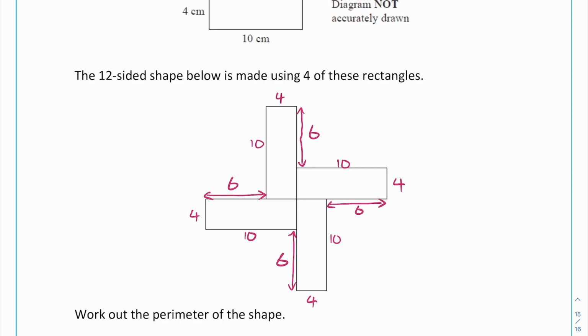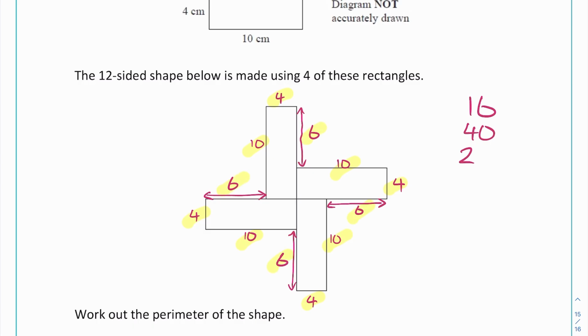And then we just need to add them all up. It's very awkward to add. So you could either put it all in one big line, or you could add up all the 6s, add up all the 10s, add up all the 4s. Up to you. If I add up all the 4s, let's do it one way: 4, 8, 12, 16. Now if I add up all the 10s: 10, 20, 30, 40. Let's write that down. And now add up all of the 6s: 6, 12, 18, 24.